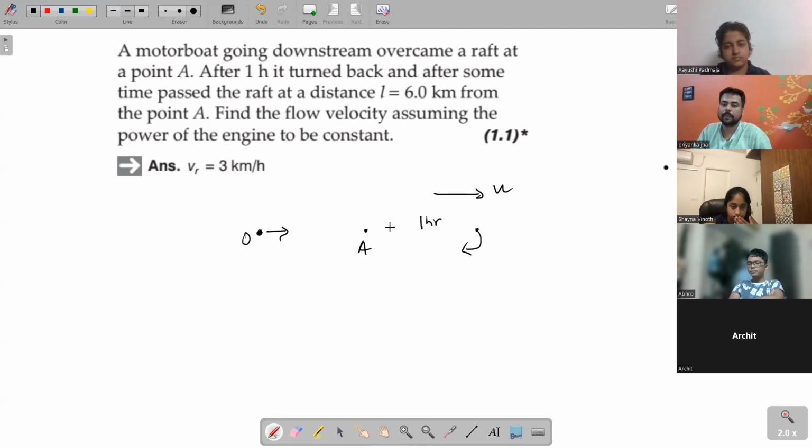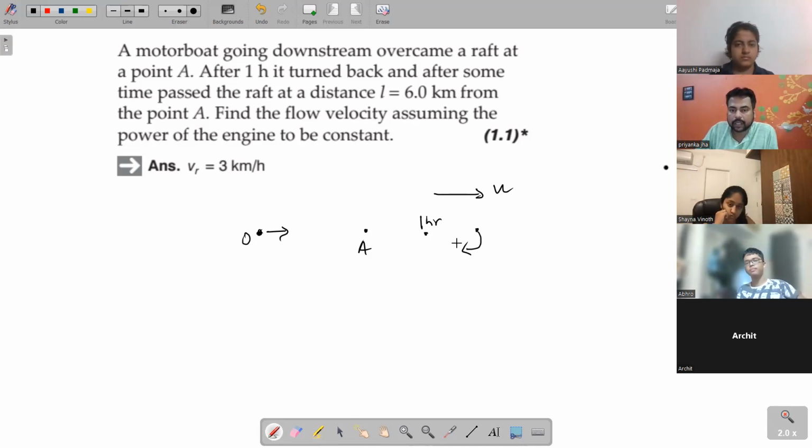So the raft will keep on coming towards the left, and after turning back, the motorboat will definitely meet this raft somewhere in the middle. See, the motorboat has overtaken the raft, so the motorboat will go ahead, and the raft will also be going in the same direction. After 1 hour, the motorboat will turn back and meet it. Suppose in 1 hour the raft has come from here to here; because the motorboat has higher velocity, it will travel more distance and the raft will travel less distance. In the returning journey, the motorboat will meet the raft here, at 6 kilometers from point A. So this distance is 6 kilometers.